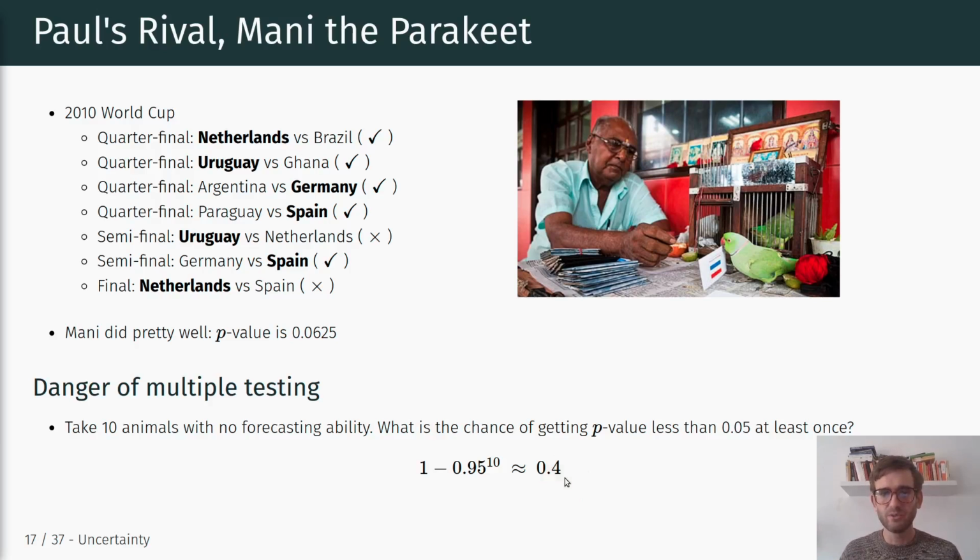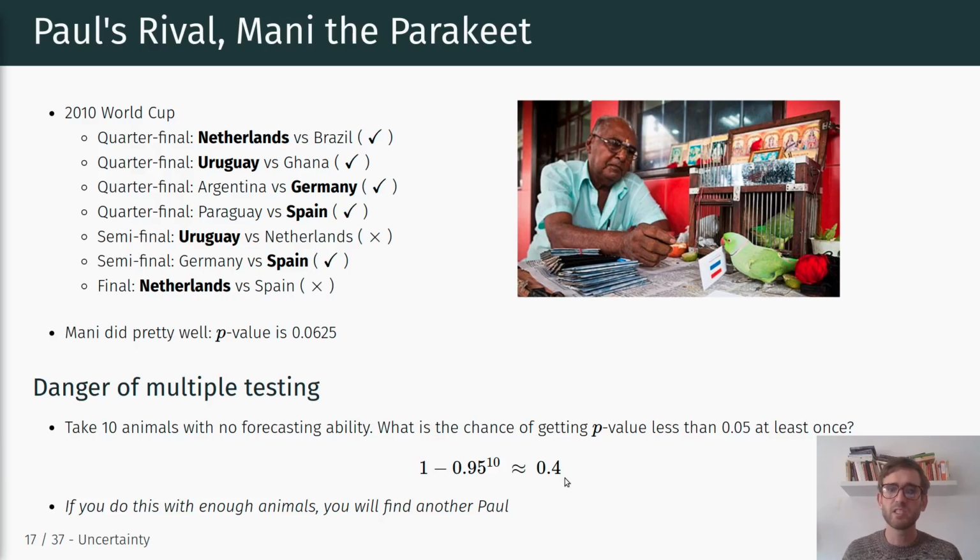So if you do this forecasting exercise with enough animals, you will find another Paul that correctly predicts all matches, right? So this might seem like a silly example, but it really conveys key points that are true for social sciences, or sciences in general as well, right? Because there are a lot of different ways to test our hypothesis, a lot of different model specifications, a lot of different comparisons that we can make.